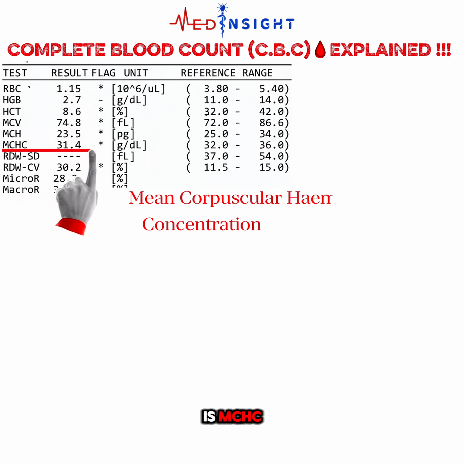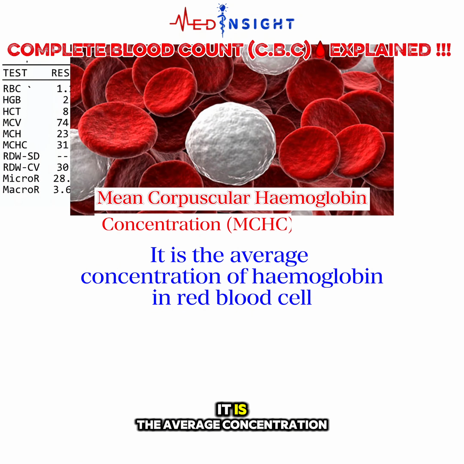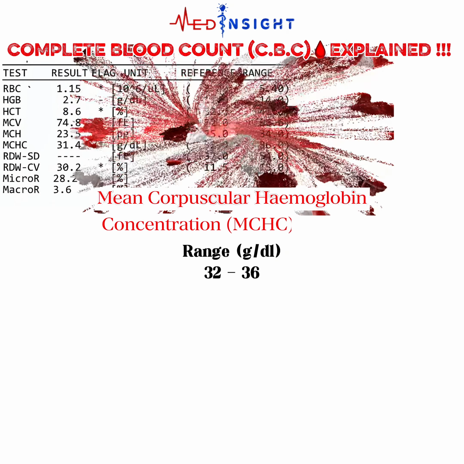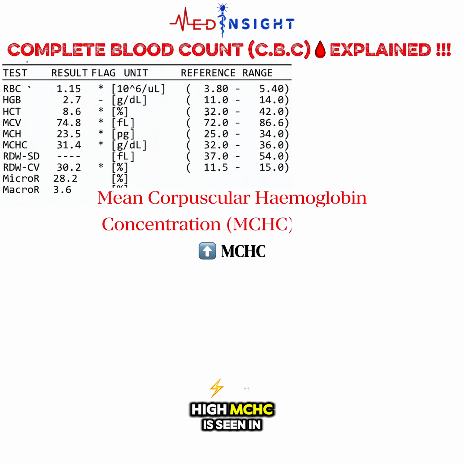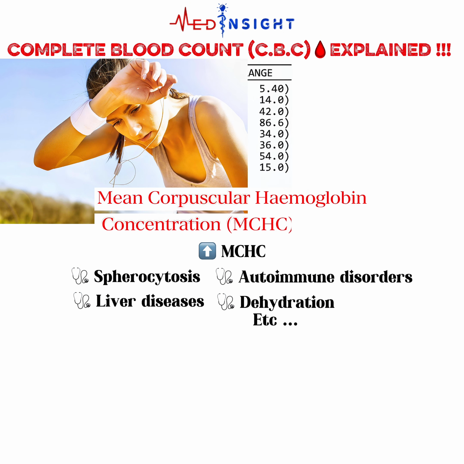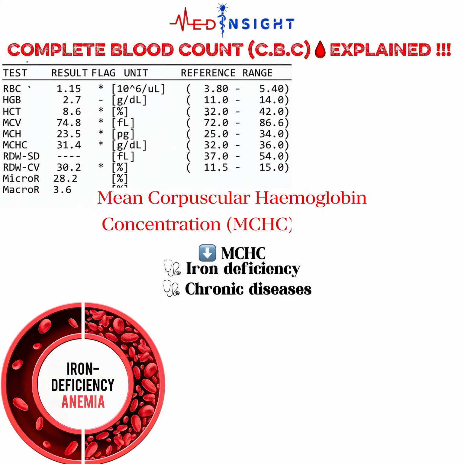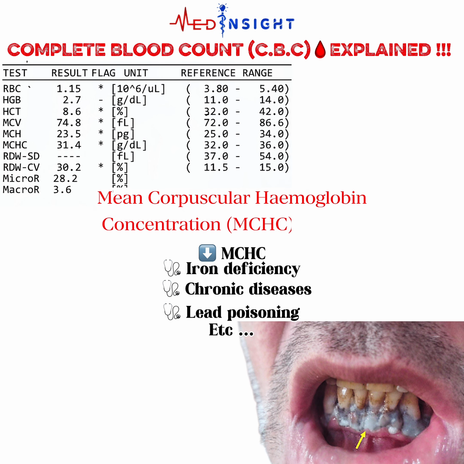The next on the list is MCHC, that is mean corpuscular hemoglobin concentration. It is the average concentration of hemoglobin in red blood cells. High MCHC is seen in spherocytosis, liver diseases, autoimmune disorders, dehydration, amongst others. On the other hand, low MCHC suggests iron deficiency anemia, chronic diseases, lead poisoning, amongst others.